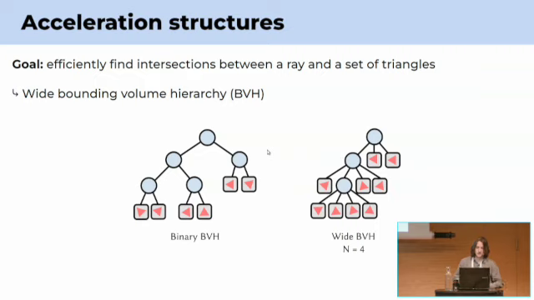The goal of such an acceleration structure is to find intersections between a ray and a set of triangles efficiently. And the current de facto standard is the wide bounding volume hierarchy, or BVH. A BVH is simply a tree on the primitives of the scene, where the leaves store the primitives and the internal nodes store a bounding volume of the corresponding subtree. If all of the internal nodes have exactly 2 children, it's a binary BVH. And if the internal node can have up to n children, then it is a wide BVH.